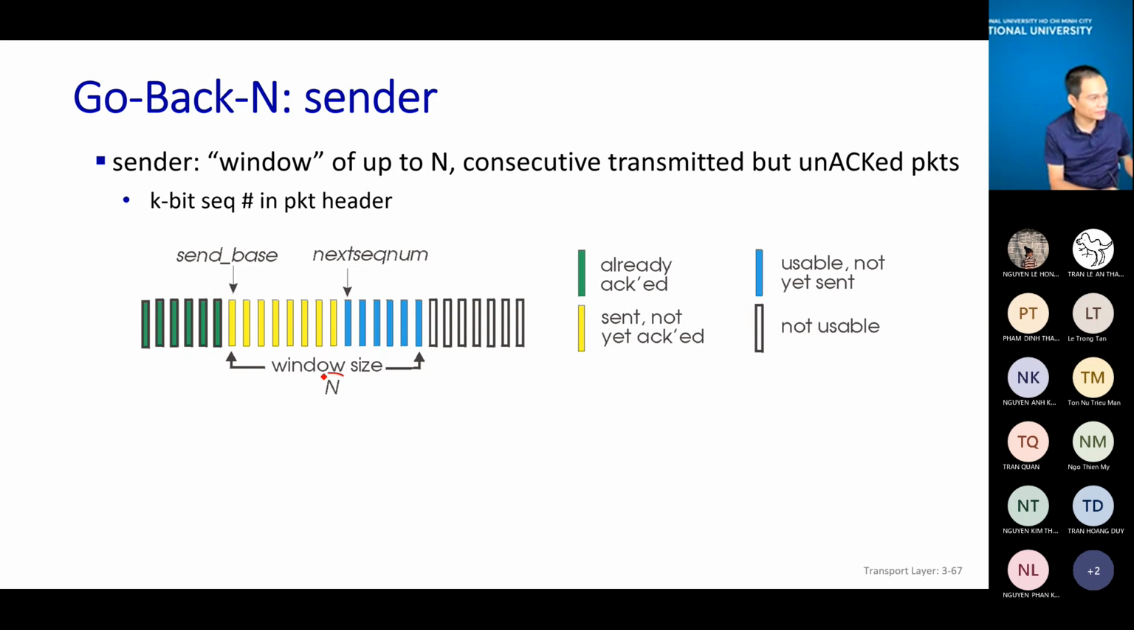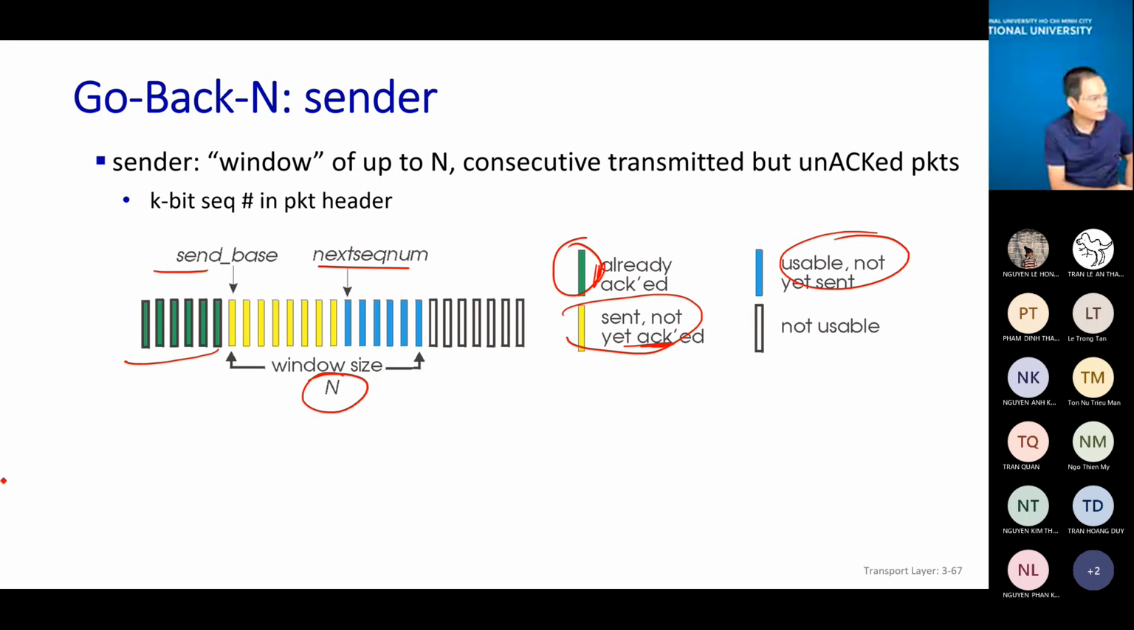Here in this scenario the size is N. And we're going to keep track of the send base against the next sequence number. The green ones are already ACKed. These packets in the window, if they are already ACKed, we don't care anymore. The current window includes the packets that are sent but not yet ACKed, and usable packets that are not yet sent.